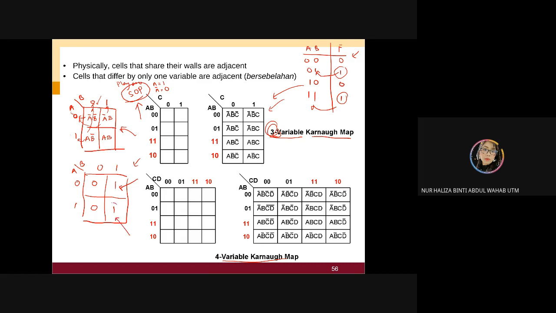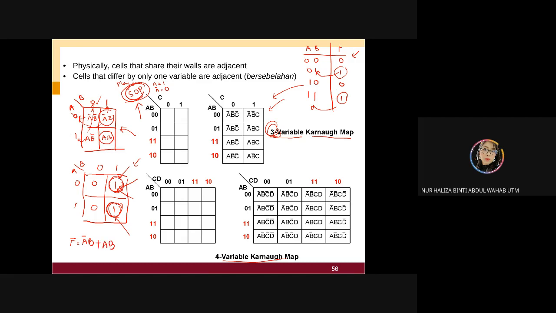So it is correct here. It is correct here for SOP, output 1. So what is the Boolean expression for this area? Look back here, your F will be A bar B, and here plus AB.